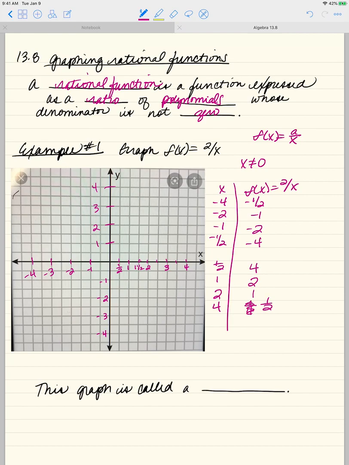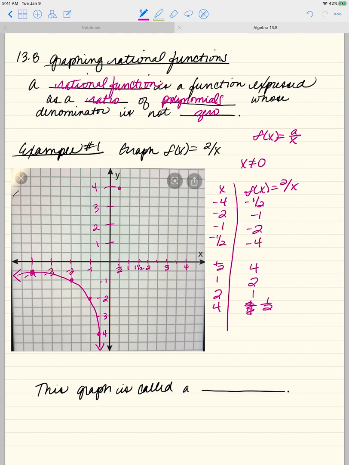All right, so -4, -1/2, -2, do it the right way, Mrs. Wilkening. -4, -1/2. Oh, that's a terrible place, but that's where it is. -2, -1, -1, -2, and -1/2, -4. Right here. And that graphs like so. And then take a look at 1/2 and 4.